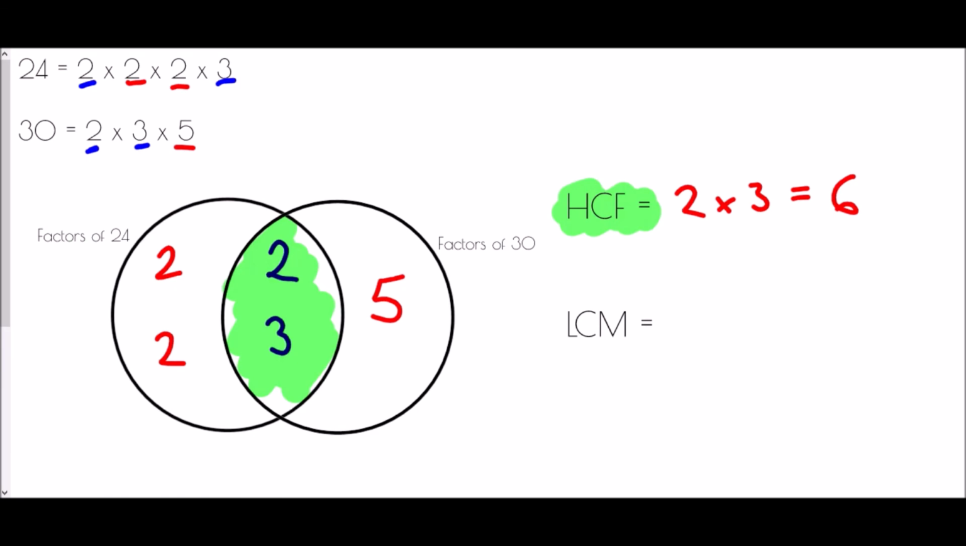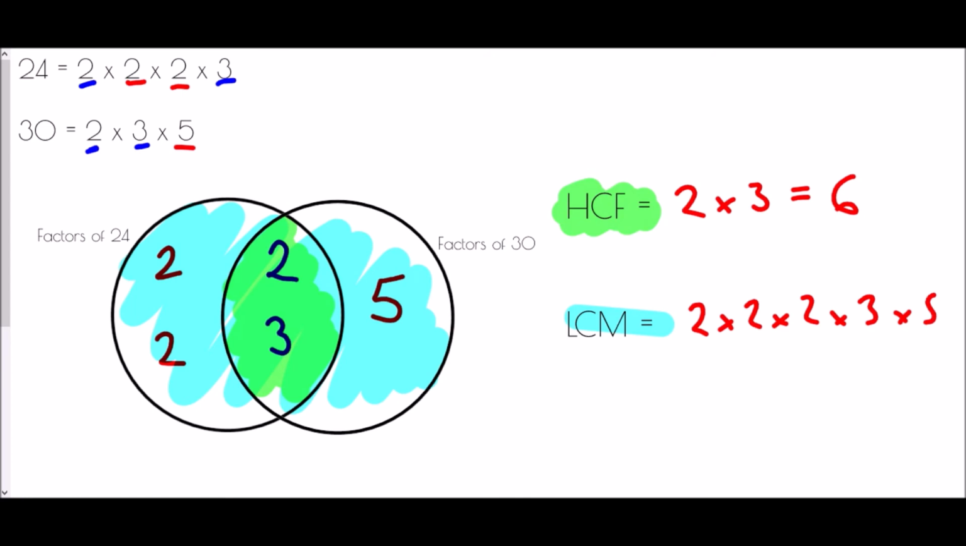The lowest common multiple, again, we need to remember that the lowest common multiple requires the entire diagram. So all of the Venn diagram is used for the lowest common multiple, and that is going to be 2 times 2 times 2 times 3 times 5. And again, if you want to look at this, let's look at the far end here, the 2 times 3 times 5. Well, if we have a look, that is the number 30.